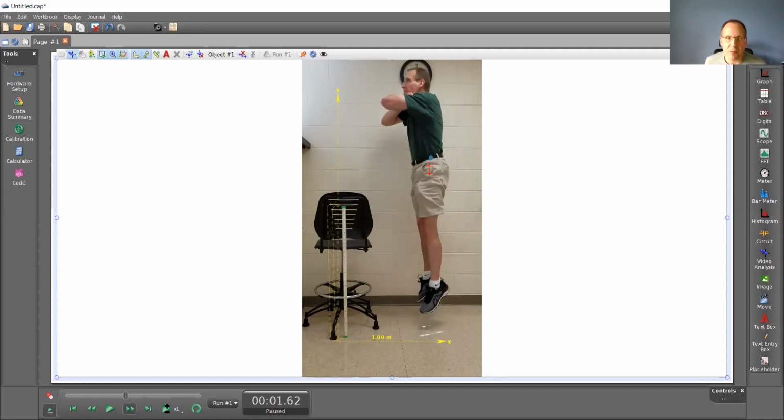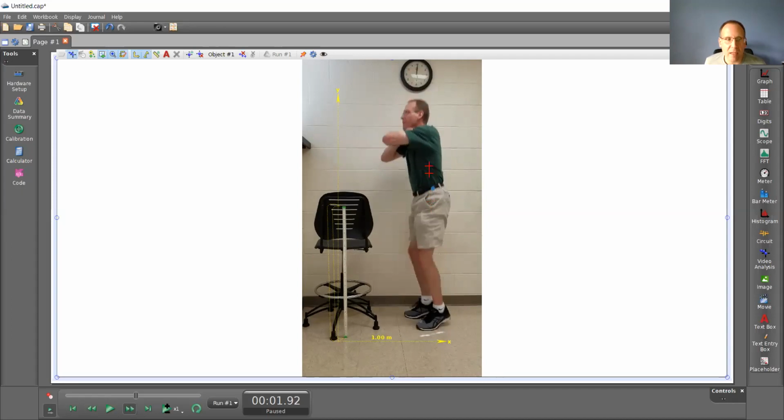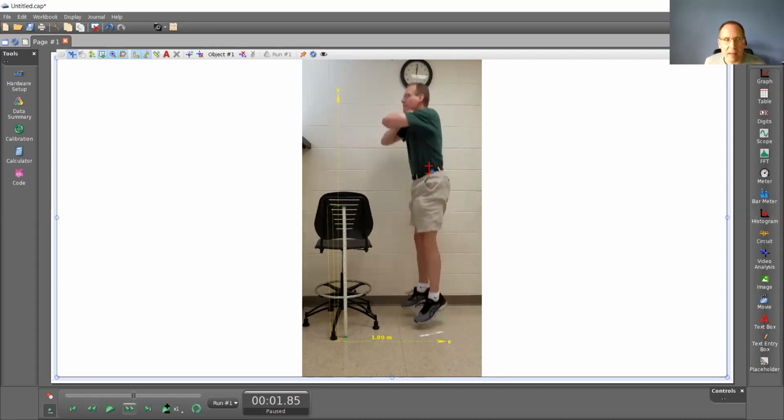So I'll just fast forward here. I would say until about, oop, that's too far. I'd say right there, right before I hit the ground again. So you're going to track the location of that hip marker. Then you're going to do the same thing with the graphs. You're going to create a position versus time, velocity versus time, and acceleration versus time, and copy and paste them into your lab handout so you can analyze them.